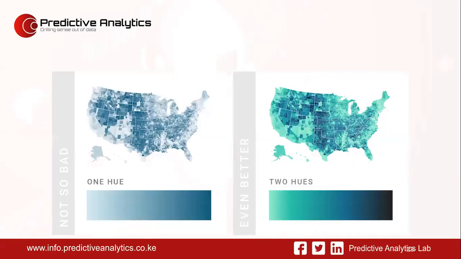So here we have one that is not so bad and one that is even better. So we have one hue on the left and two hues on the right. You can see that the one with two hues is even better than the one with one hue. It's more decipherable to the eye.